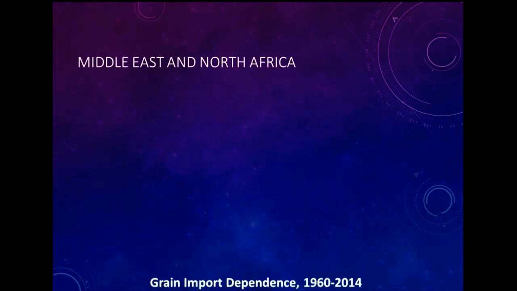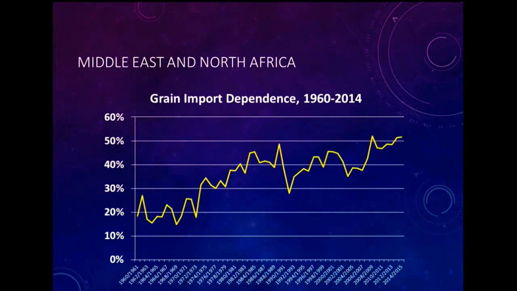This graph shows the Middle East and North Africa grain import dependence, and by that term I mean the share of the consumption in the Middle East and North Africa that had to be bought from abroad. You can see in the early 1960s it was around 20% of their grain was brought in from abroad, and the last couple of years it's hovered around 50%. So nearly half of what they eat comes from abroad.